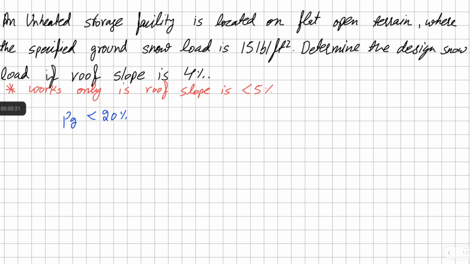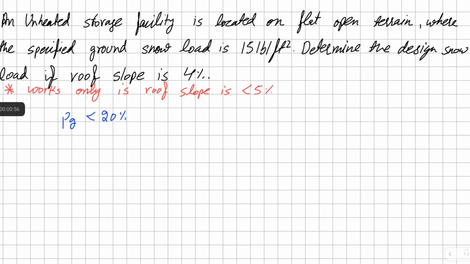To solve this problem, first of all, we have to remember that roof slope must be less than 5% in order for this formula to work. Otherwise, we cannot use it. Second, we have to make sure that our ground snow load is less than 20%, or it could be more than 20%, but then there is a different way of solving it. But in this case, our ground snow load is less than 20%.